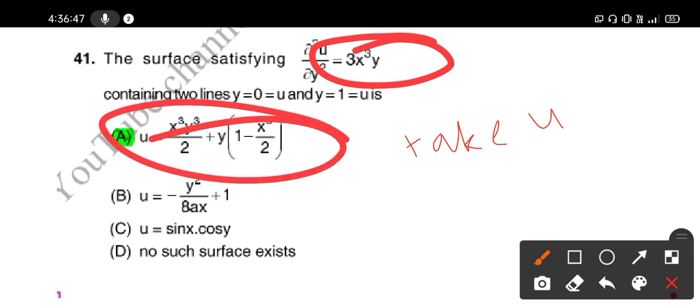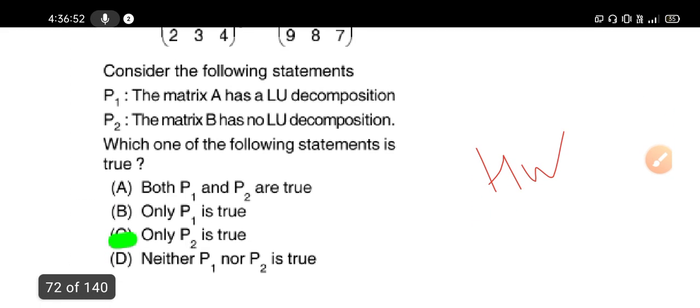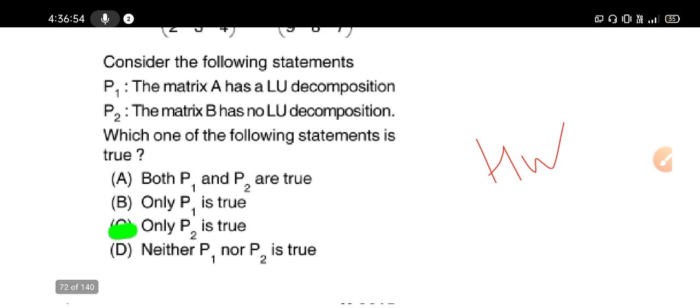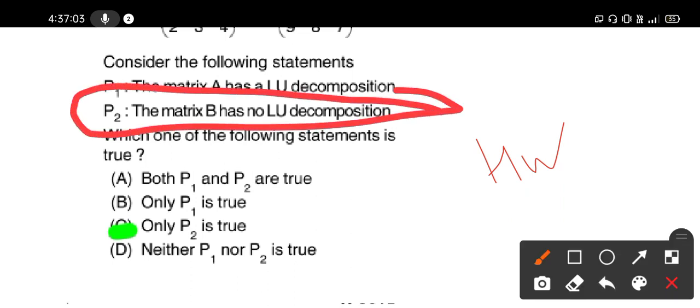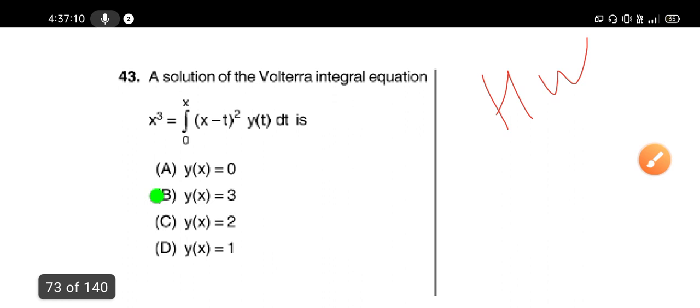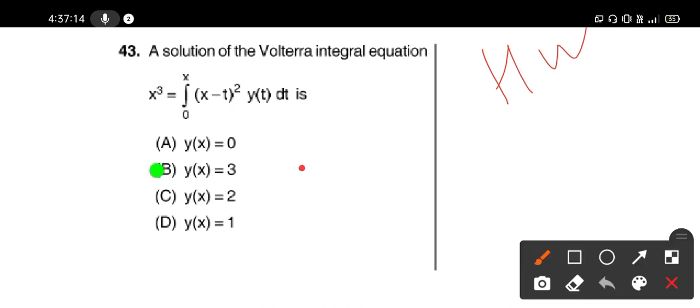We can try. Next question, let A is given, B is given, consider the following statements. The matrix A has an LU decomposition, B has no LU decomposition. Here only P2 is correct, that is, the matrix B has no LU decomposition. You can try. The solution of the Volterra integral equation, you can solve this one. We get option B, y of x is equal to 3.